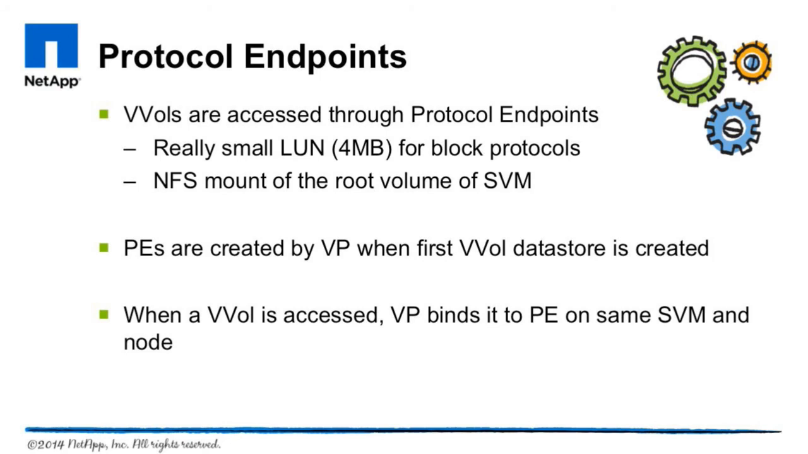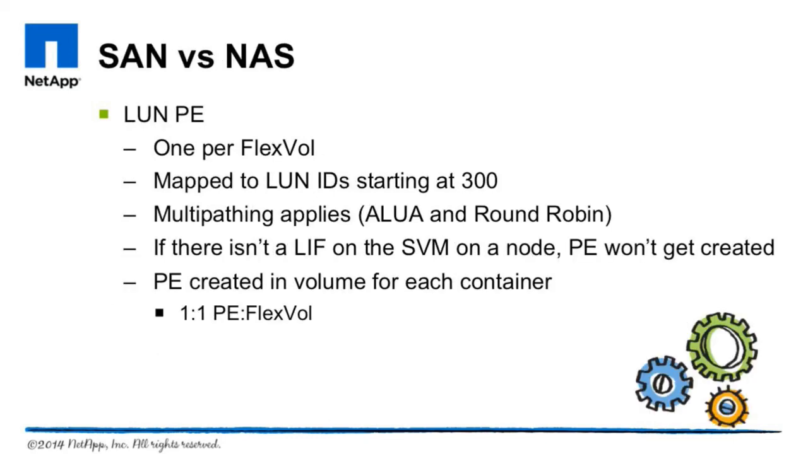And when a vVol is actually accessed, you'll get a bind operation. So you'll see differences in vVols where they're bound or unbound. When you fire up a virtual machine that has vVols configured in it, you're going to see a bind operation happen. And what it does is it connects that protocol endpoint, it locks in a link from that protocol endpoint to the storage VM that's on that clustered ONTAP node.